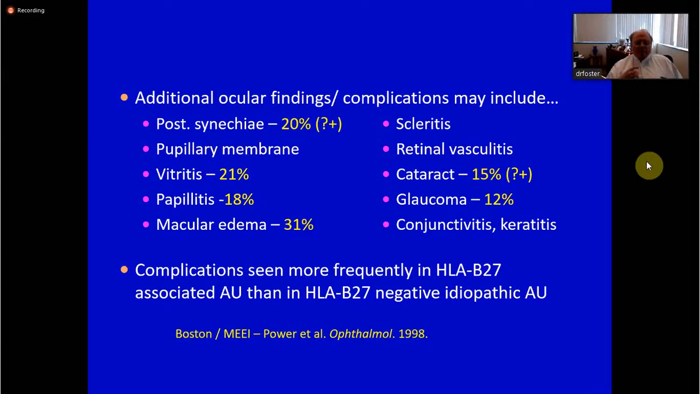Complications are seen more frequently in the B27 patient than in B27 negative patients. One of my former fellows, Billy Power, who is in Ireland, did his work when he was with me in Boston, and he found that patients who are B27 positive were in for more trouble than those who are B27 negative.